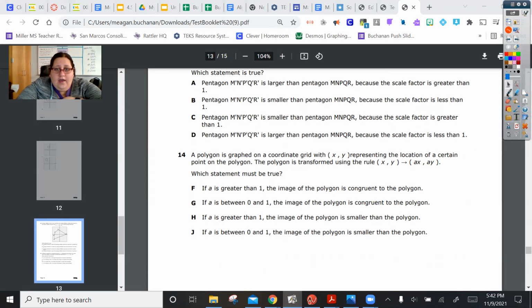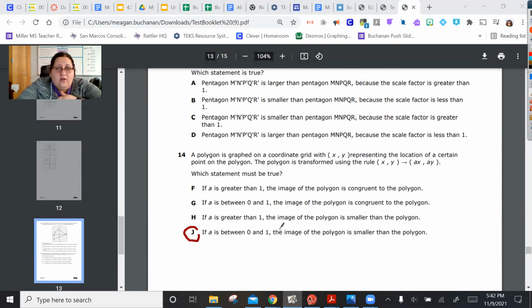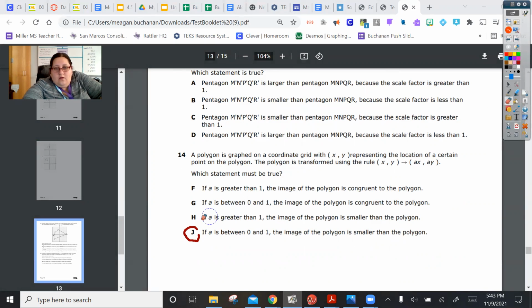If a is between 0 and 1, then the image of the polygon is smaller. That means if we're multiplying by 1/2 or any other number like that, we're making the image smaller. So that's correct. Now we've got 3 more.